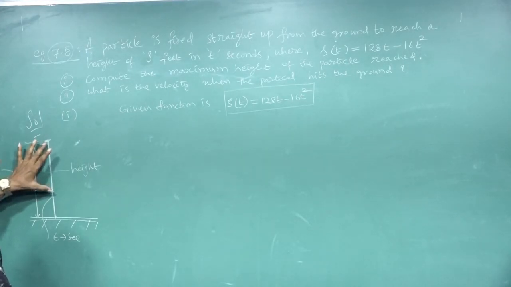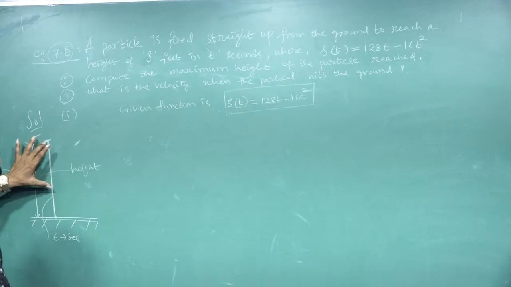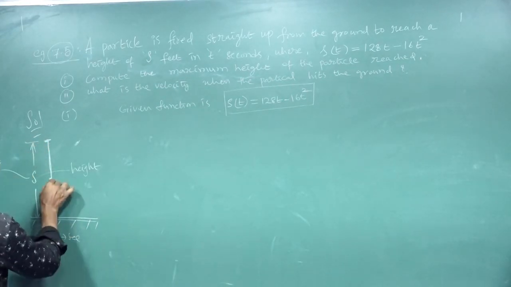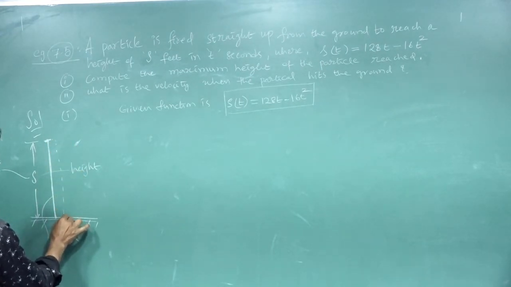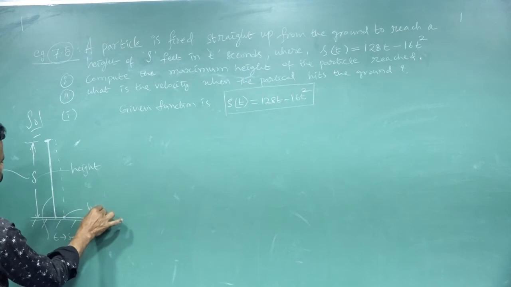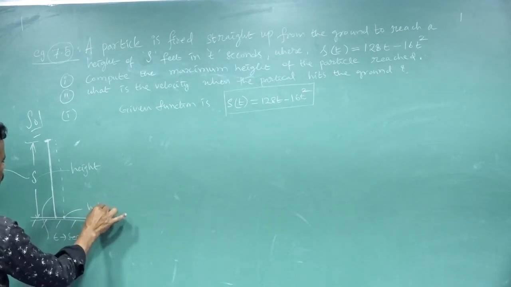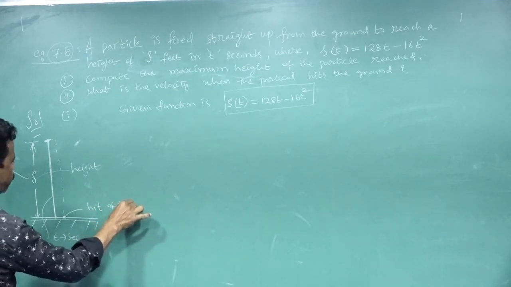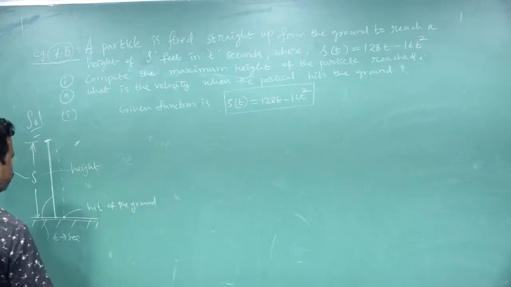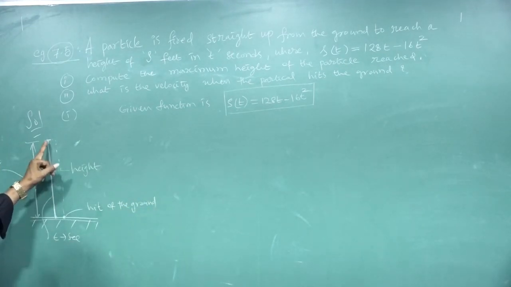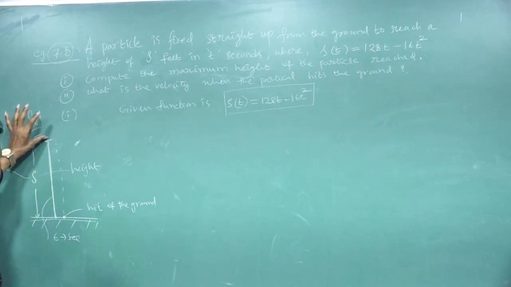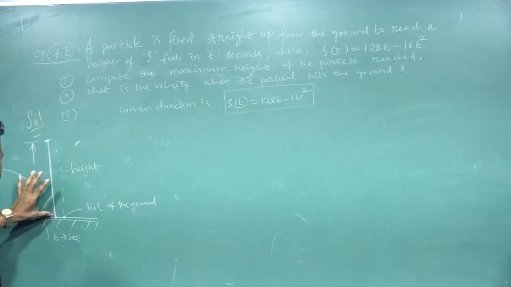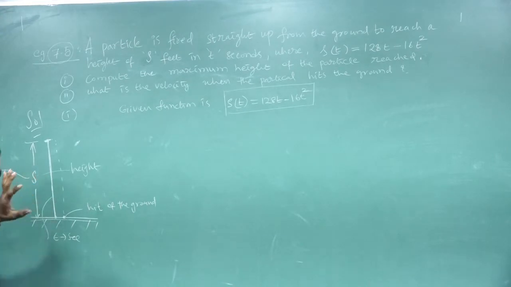When the particle moves to the last peak position, at that time velocity is 0 here. It goes upward and comes downward. This is where the particle hits the ground. So here, from here to here is the distance s. The particle moves upward and reaches to here. This height, how much first? He is asking.